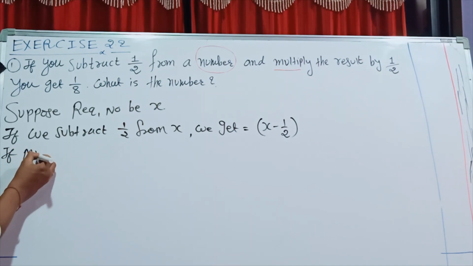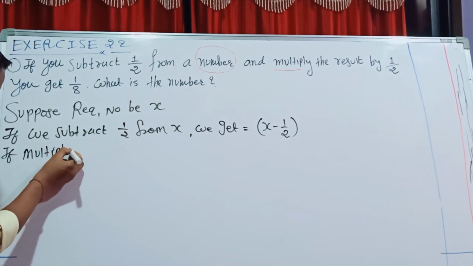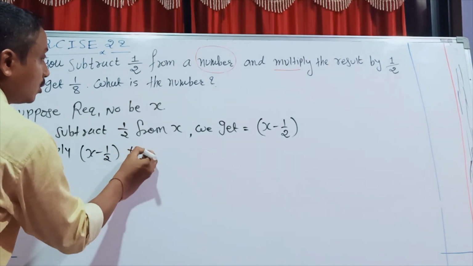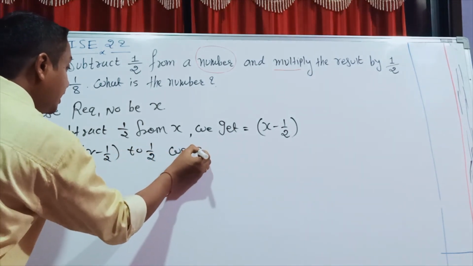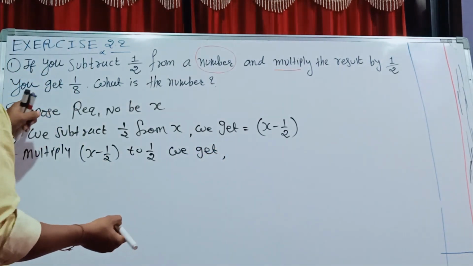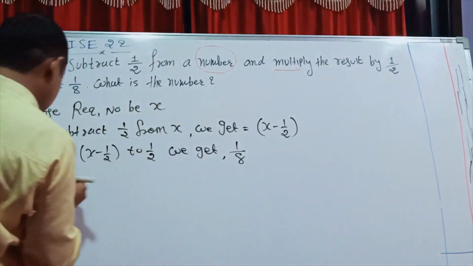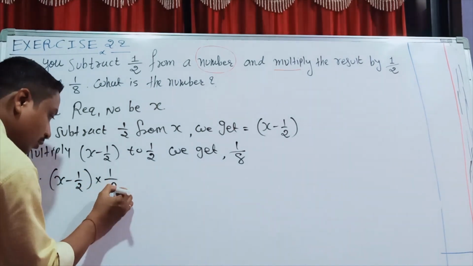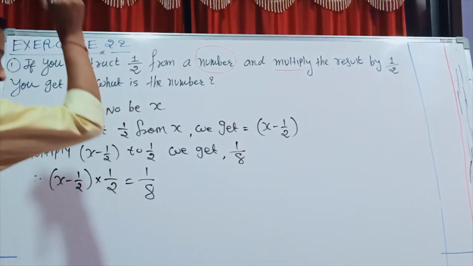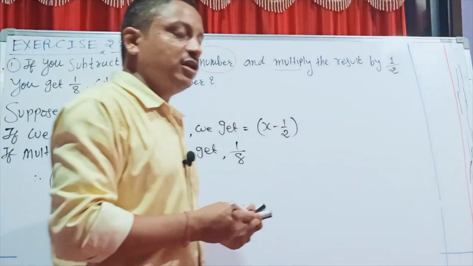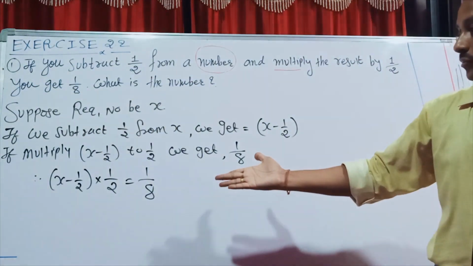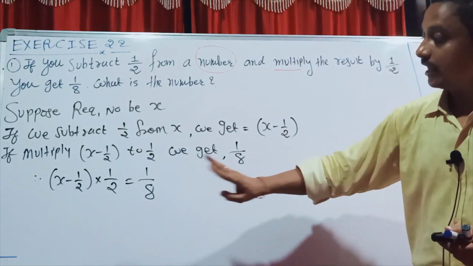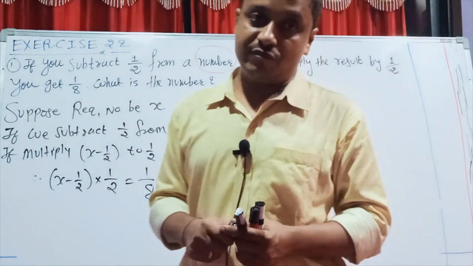If we multiply x minus half by 1 by 2, how much do we get? It is 1 by 8. It means students, x minus half, multiplied by 1 by 2, gives 1 by 8. That's my equation. In short, the equation is x minus half into half is equal to 1 by 8.